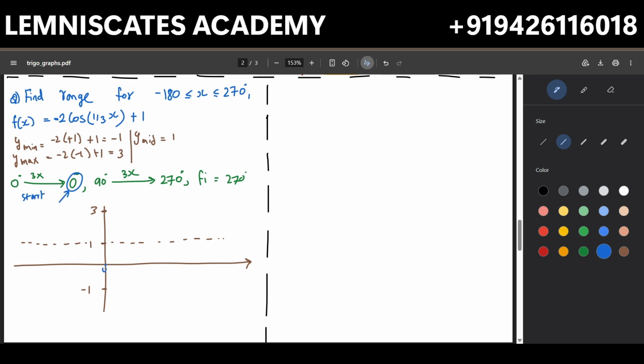So at 0, I'm going to start. The next value after 0 that I'm going to write is directly 270. And on the left side, of course, minus 270. So 180 is going to come somewhere in between. So I'll just use my calc and find what is the output at 180 degrees.